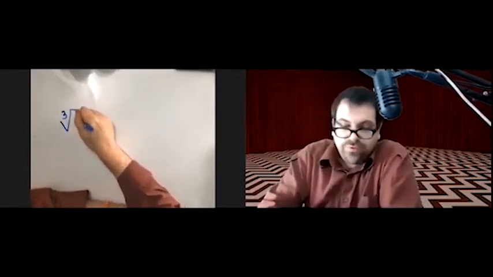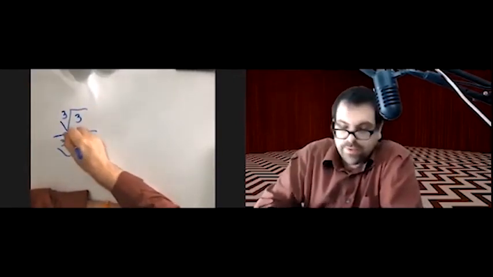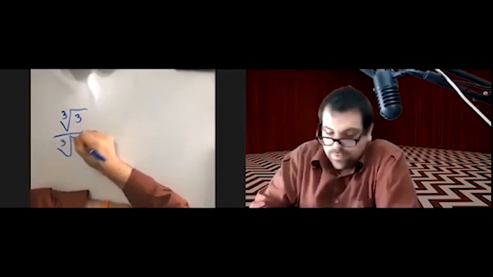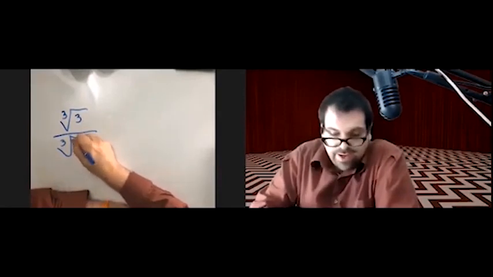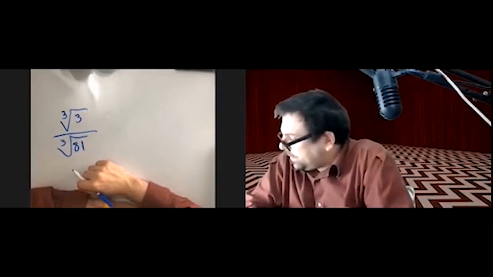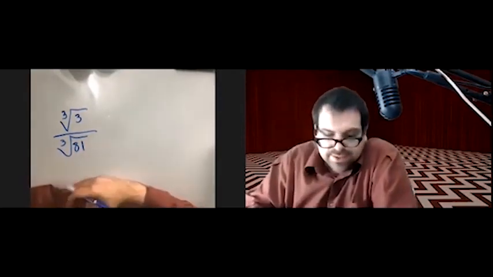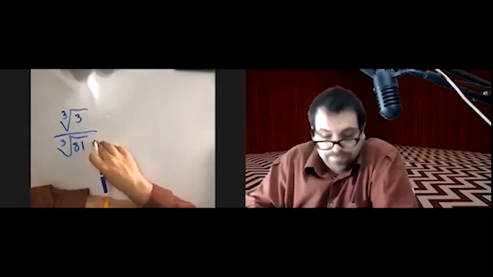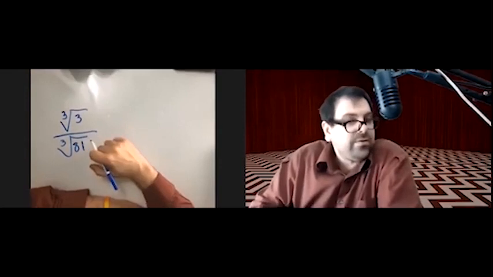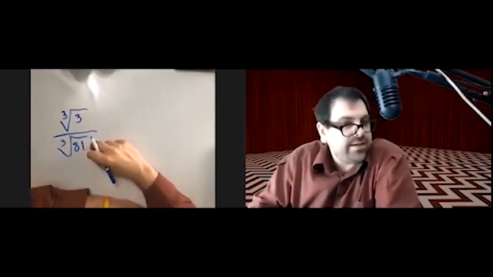Here's a fun one. Cube root of 3 over cube root of 81. As we get into the next lesson, we're going to see we don't want radicals on the bottom. We actually can't simplify either of these, but we can't leave it like this.